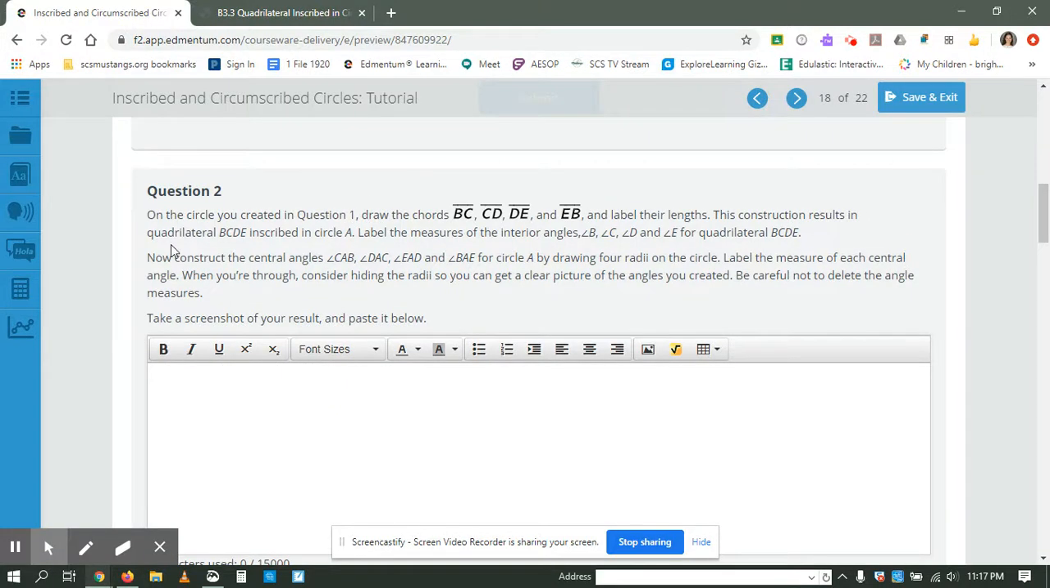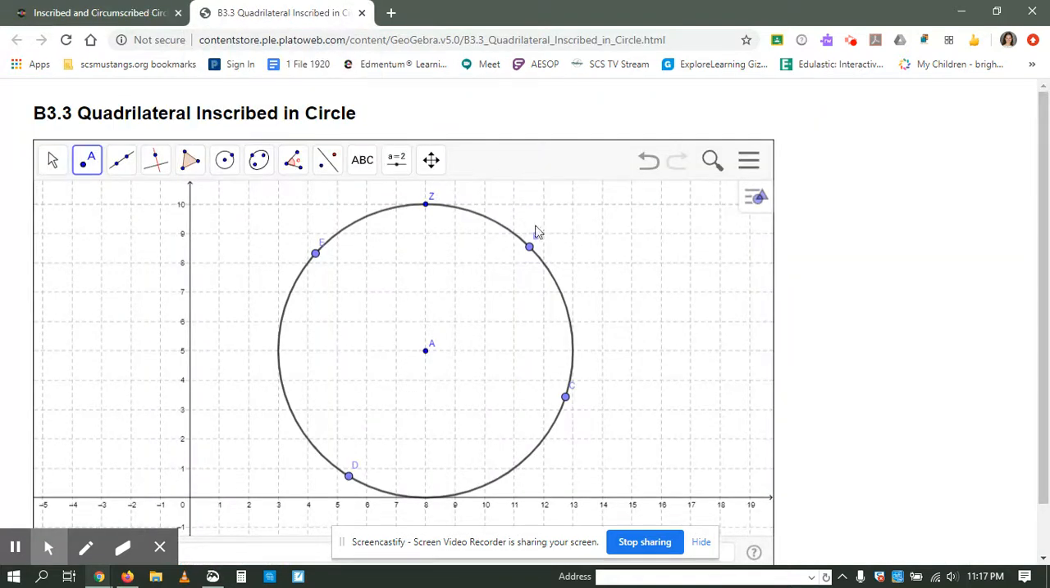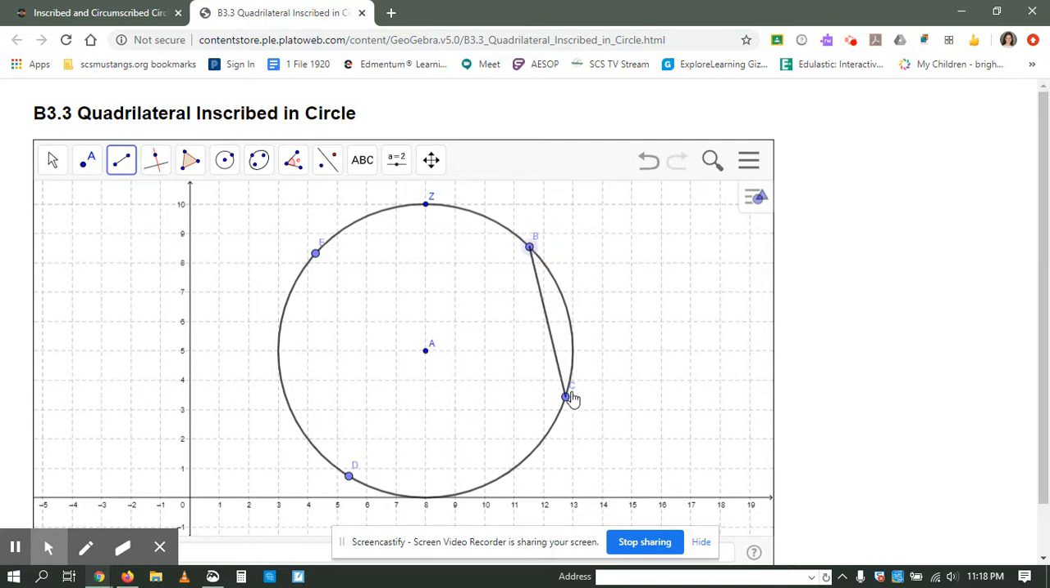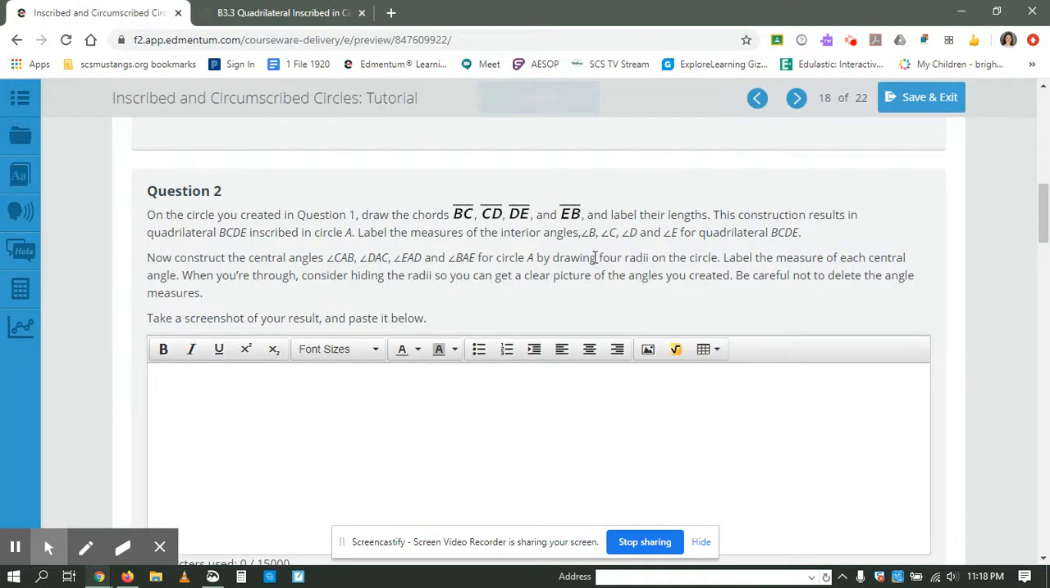Taking a look at question 2, on the circle that we created for question 1, they want us to draw chords BC, CD, DE, and EB. So basically connecting those points that we put on our circle. We want to draw a segment, so go to our line tool and we do segment BC, CD, DE, and EB. Just going back to check and make sure. Yeah, that's what they asked us to do. And that says this construction gives us a quadrilateral inscribed in circle A.